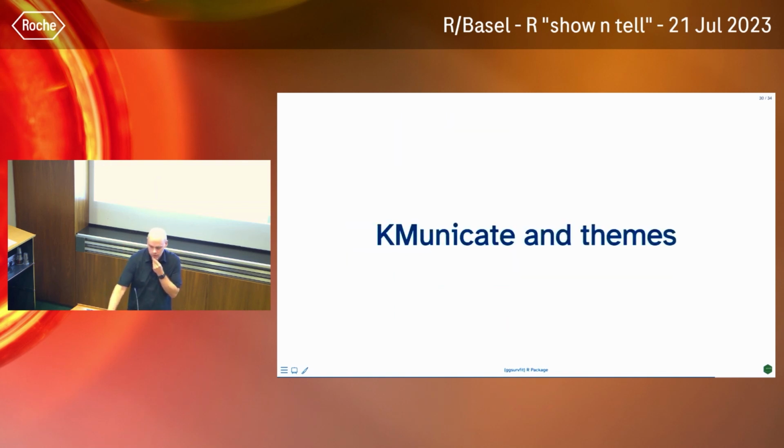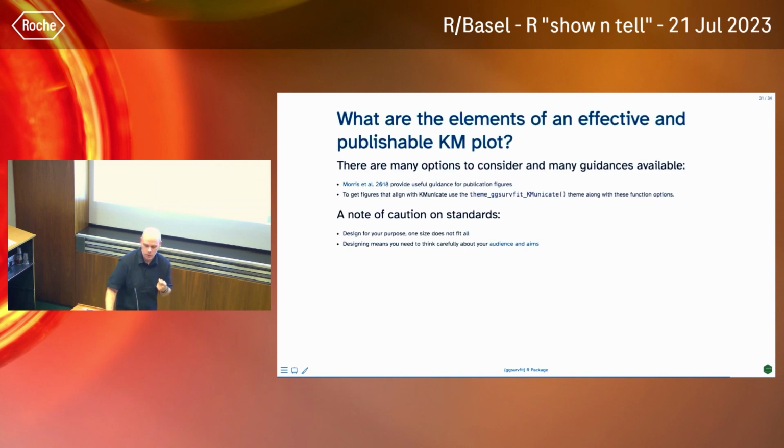And now, one of the things I think is really powerful is KM communicate. I'm sure it probably doesn't mean a lot to you, but this is considered a good way to present time to event information. KM communicate is short for a publication that surveyed hundreds of medical researchers and statisticians to find out the best way to present this information, because there are so many different ways that you can present time to event information. So in this Morris paper in 2018, it's not so much a guidance, but they tried to find what is the best way to present this information. And they called their consensus on this survey KM communicate.